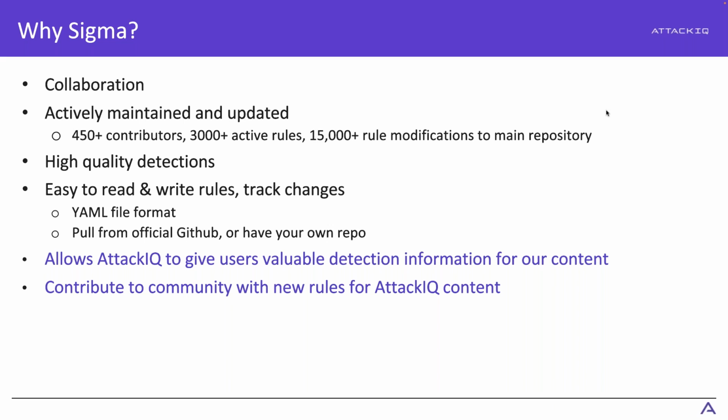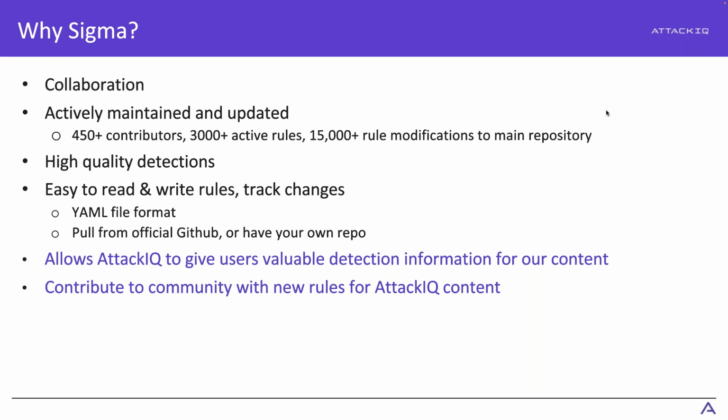It's also very easy to read and write rules. They're in the YAML format. And since everything's on GitHub, you can use rules from the official Sigma repository or create your own for your own company or your own use cases and have your own private repo.